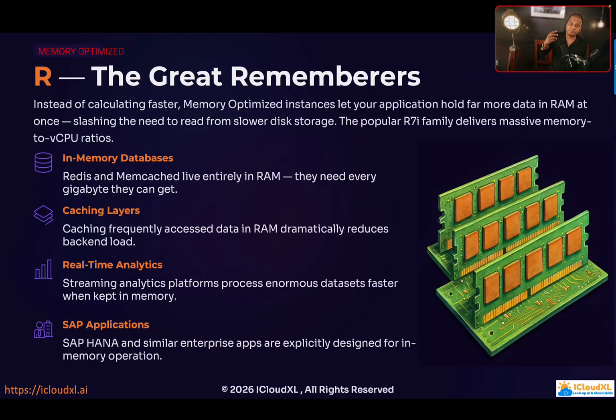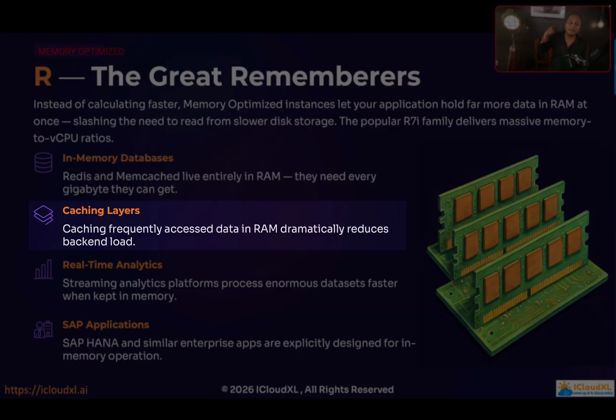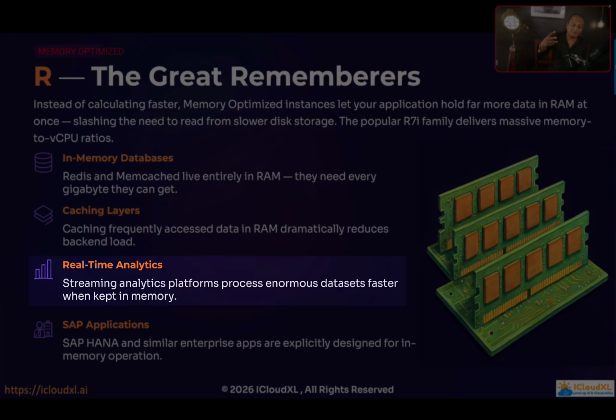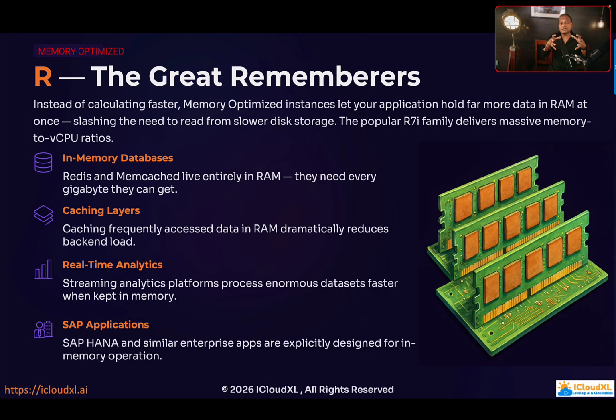And then the second specialist is R, memory optimized instances. R is for RAM. If you want to run in-memory databases, caching layers, real-time analysis, or SAP applications, memory optimized instances will be the right fit for this kind of job.